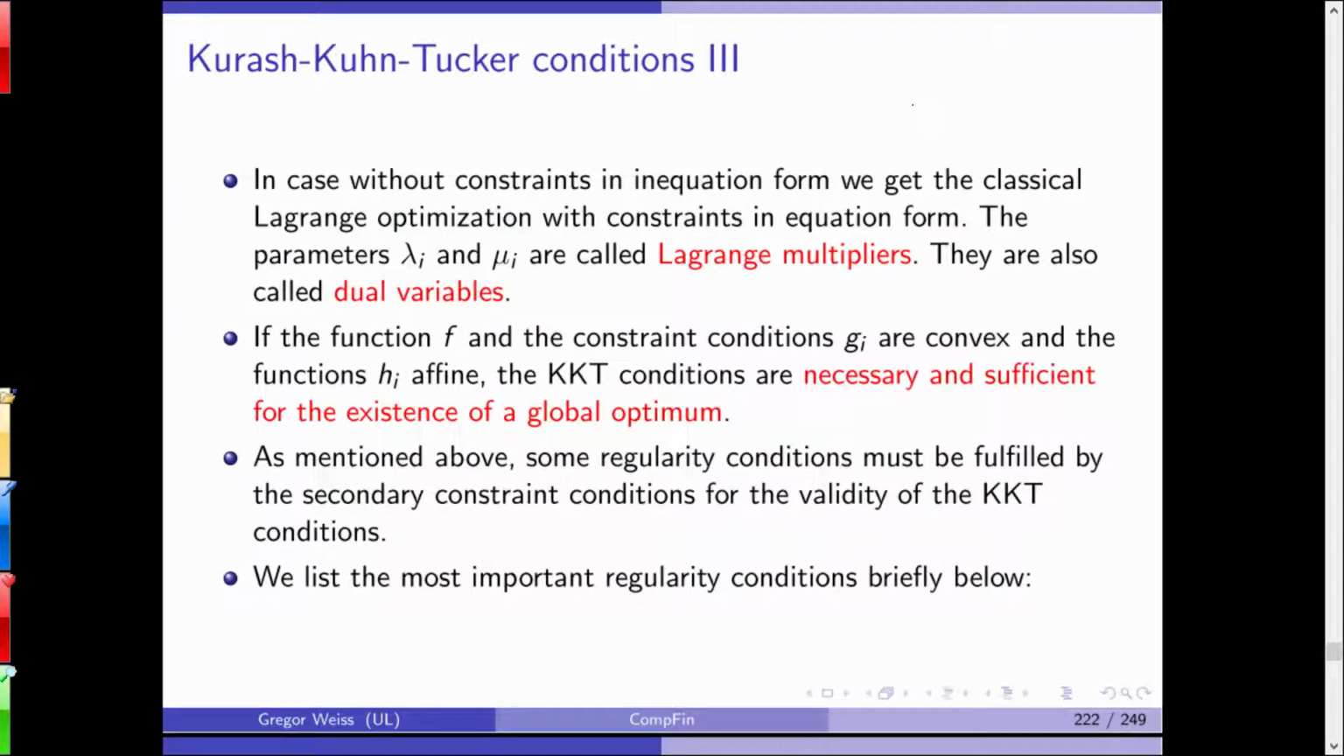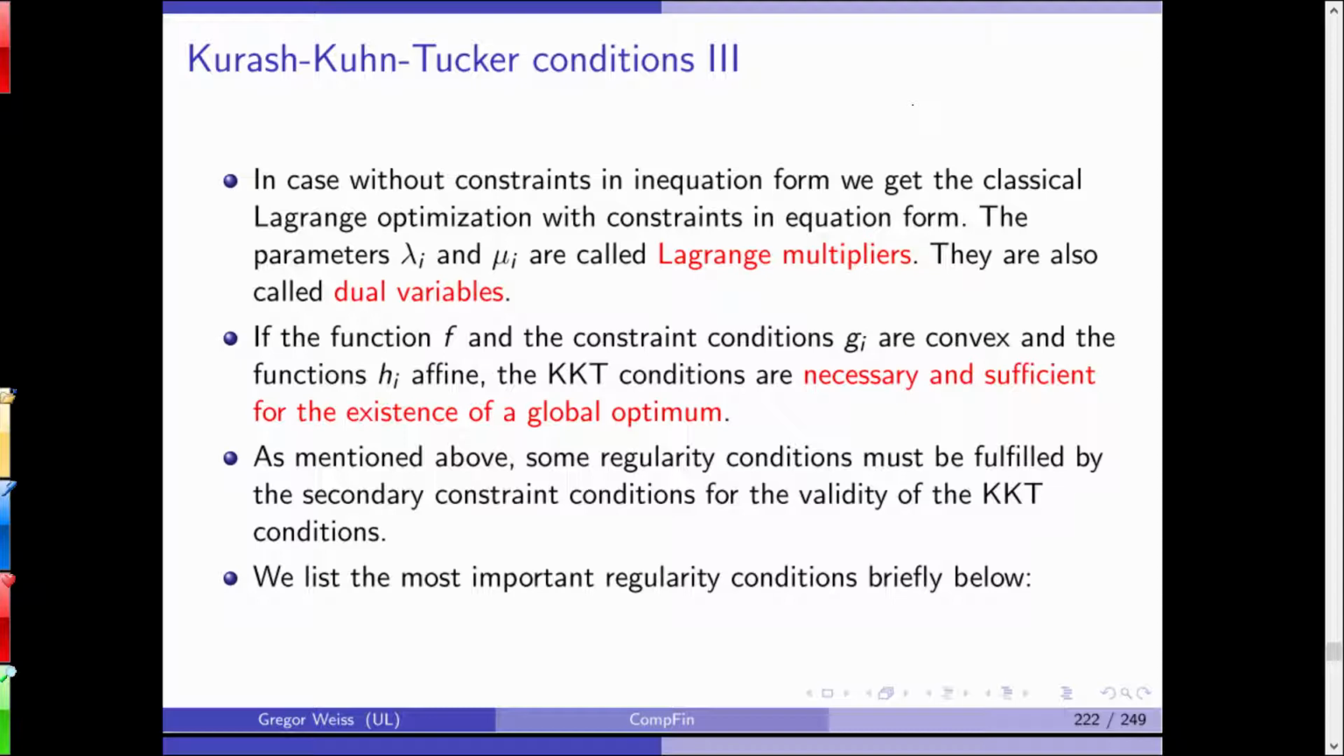Now, in the case without constraints in inequation form, we have the classical Lagrange optimization with constraints in equation form. Those parameters lambda i and also mu i are called Lagrange multipliers, also sometimes referred to as dual variables. If the function f and the constraint conditions g_i are convex and the functions h_i are affine linear, the KKT conditions are necessary and sufficient for the existence of a global optimum. Again, we see that if some convexity is given, then a local optimum suddenly becomes the global optimum.